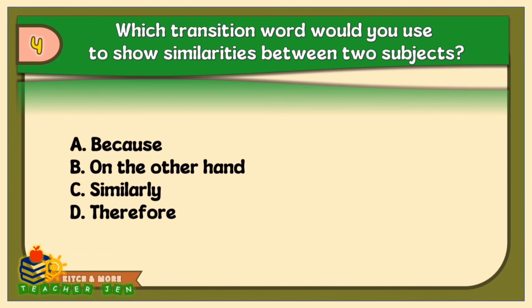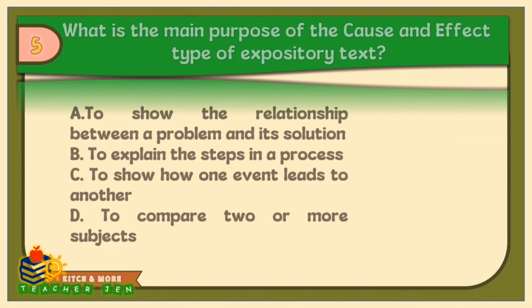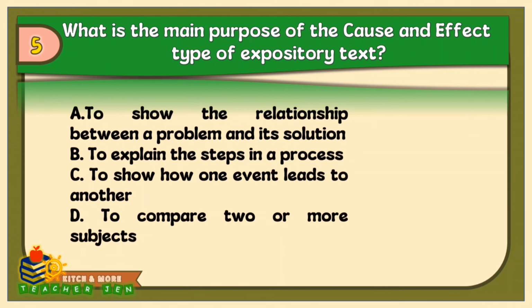Number 4. Which transition word would you use to show similarities between two subjects? A. Because. B. On the other hand. C. Similarly. D. Therefore. And the correct answer is letter C. Similarly.